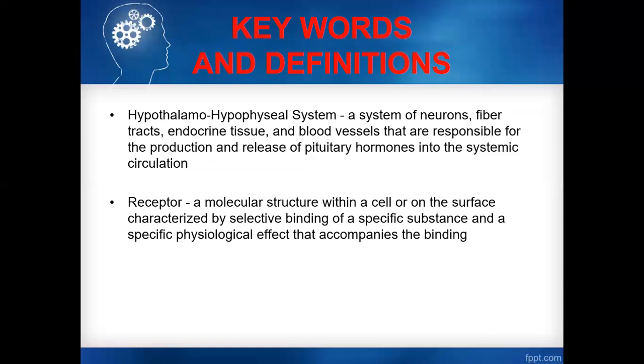So within the cell, a receptor may be found in the cytoplasm or in the nucleus, for example, receptors for thyroid hormones, or it may be found on the surface of the target cell. Now, upon binding of the hormone to the receptors found within a cell or on the surface of the cell, they generate a specific physiological effect. I will be discussing this in detail in the next few slides.